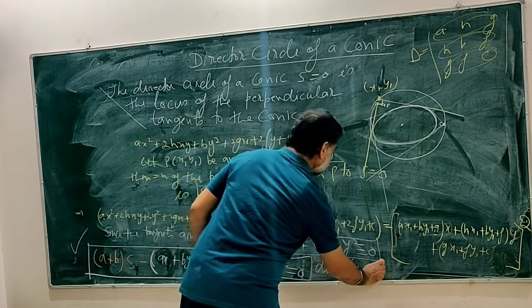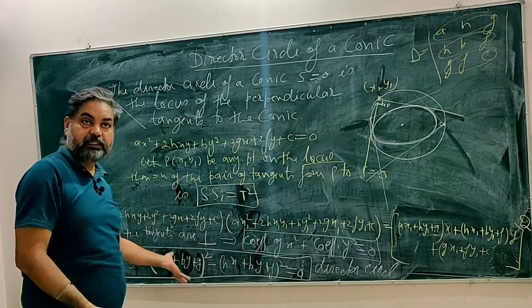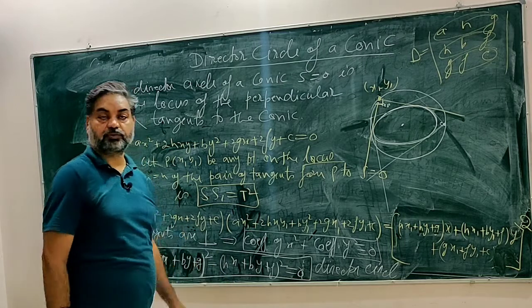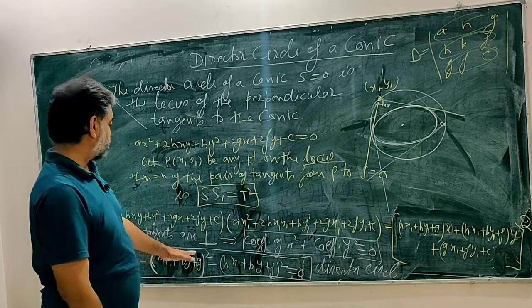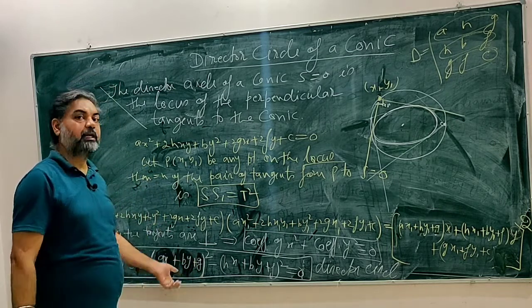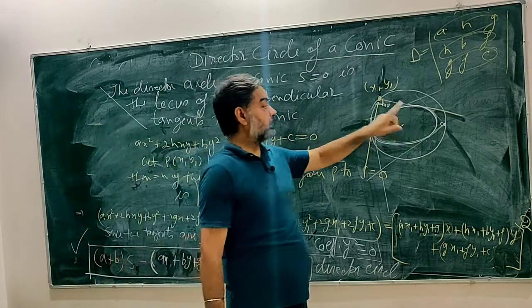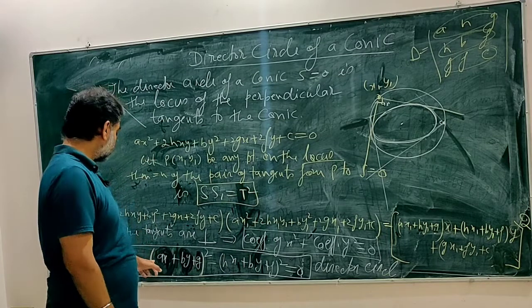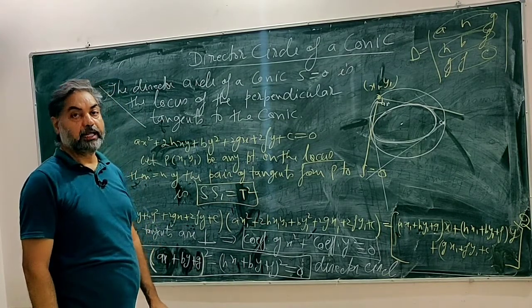Why are we calling it a circle? When you open all these brackets you will see that this is the equation of a circle, because the coefficient of x square and y square will be the same, and there will be no term containing xy. Alright. So this is the equation of a circle, and we can also see that the center of the circle would be the same as the center of this conic. So this is how we find the equation of the director circle.